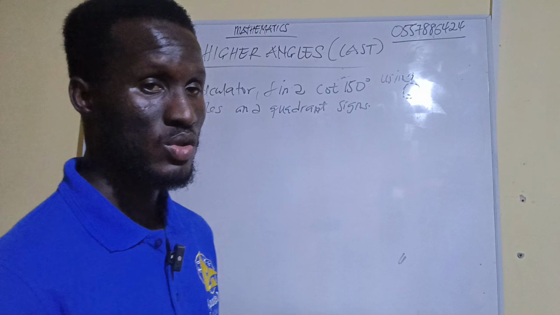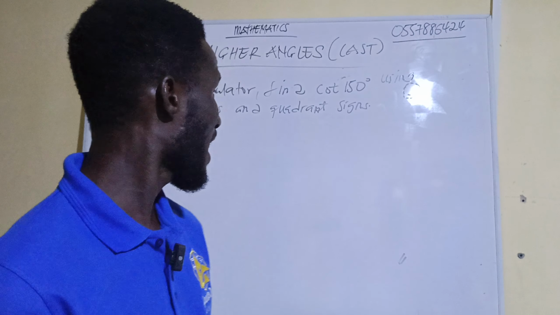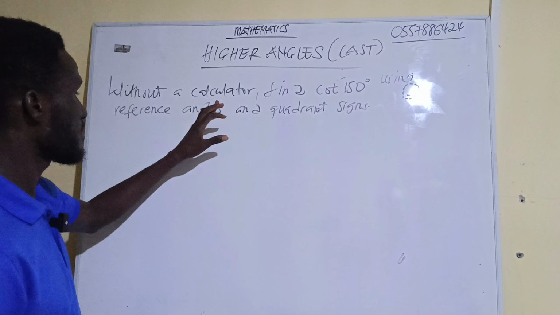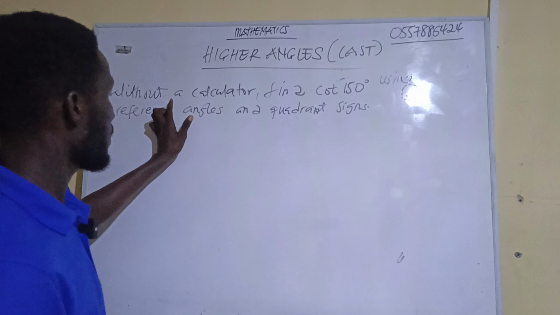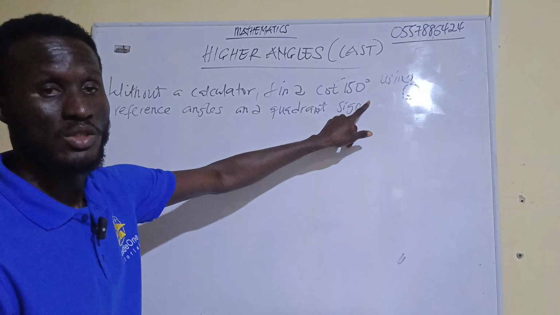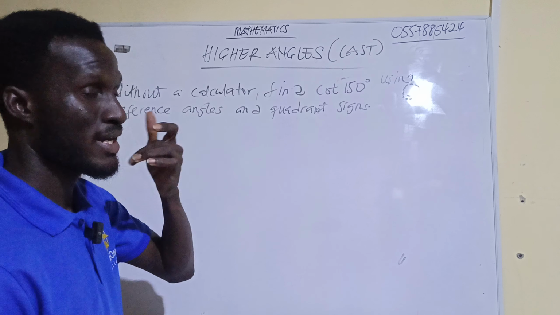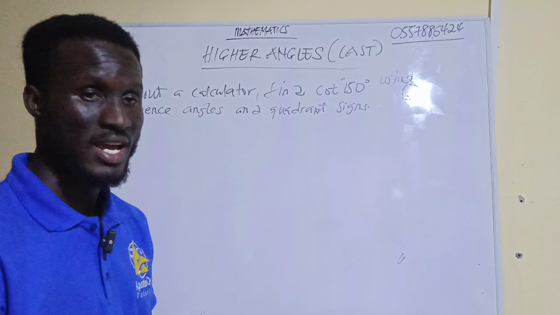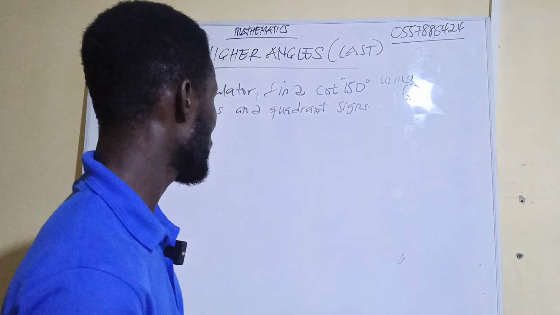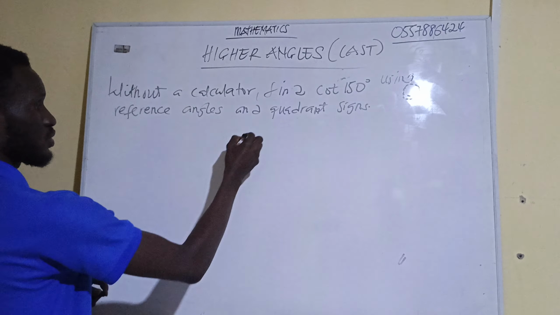Now, we are going to continue with the higher angles. We are to find this one without using a calculator. We are to find cot 150, using the reference angles and the quadrant signs. The quadrant signs are the signs we've talked about. Now let's see the solution.